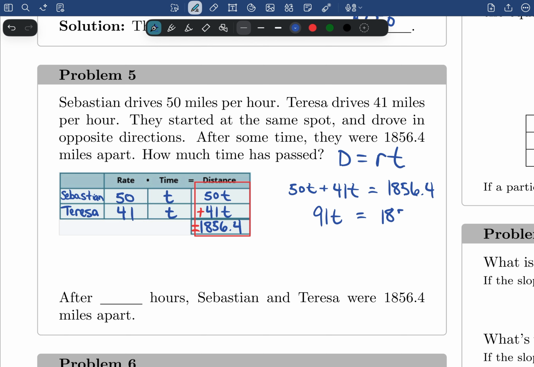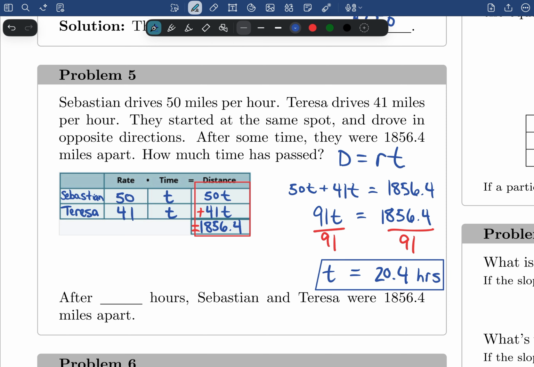Okay, and now I can divide the 91 from the left side to the right side to solve for the time t. I'm trying to get the variable t all by itself, and I simply take 1,856.4, their total distance apart from each other, and I'm dividing it by 91. And I find, well, that's 20.4. So I have found the answer. It takes them 20.4 hours to get that far apart from each other.